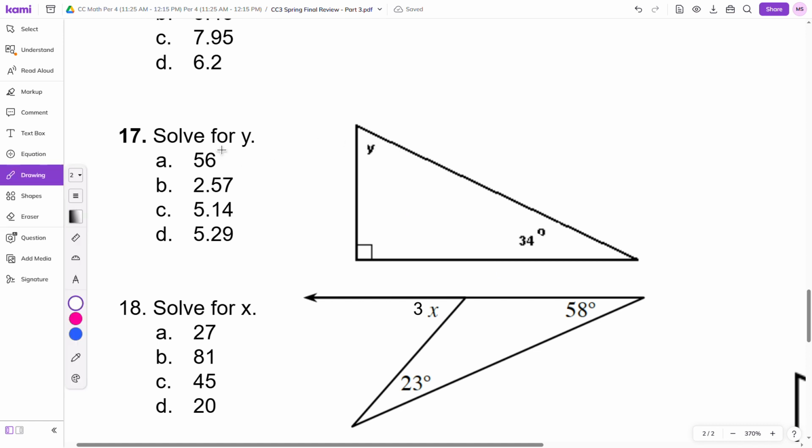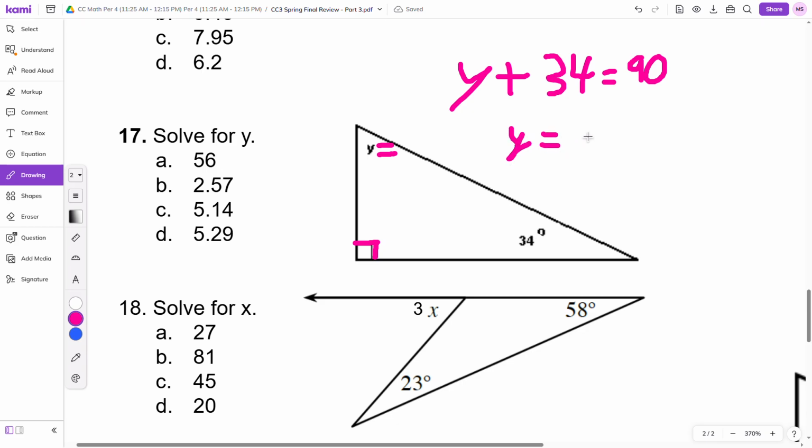So in that case, this one up here, we're trying to figure out what y is. And the way we do it is that y plus 34, that's an ugly 3. Let me fix that. y plus 34 equals 90, because this corner right here is a 90-degree angle. And so y plus 34 equals 90 degrees. So subtract 34 on both sides, and we get y equals 56. So the answer is A.